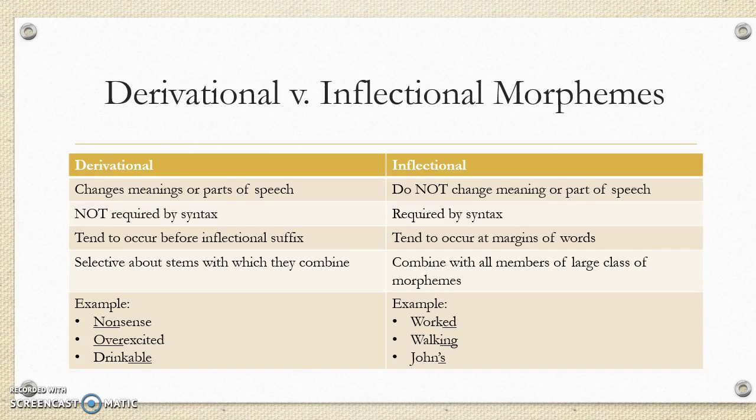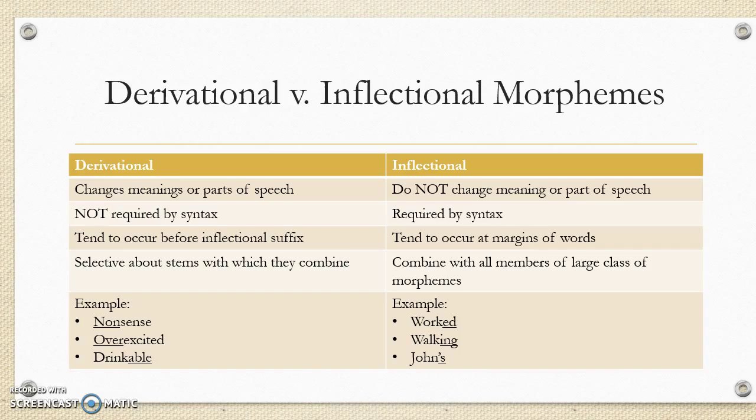Derivational or inflectional morphemes. A derivational morpheme changes the meaning or parts of speech. It's not required by syntax, and it tends to occur before an inflectional suffix. And they are selective about what types of stems they'll combine with. So non, sense, over, excited, drink, able are all derivational morphemes.